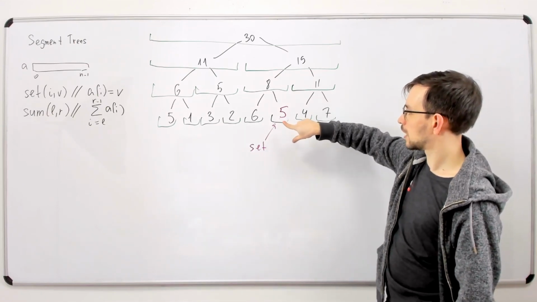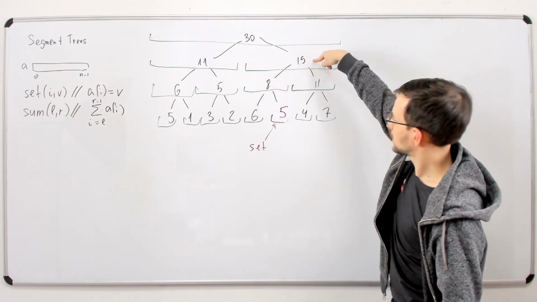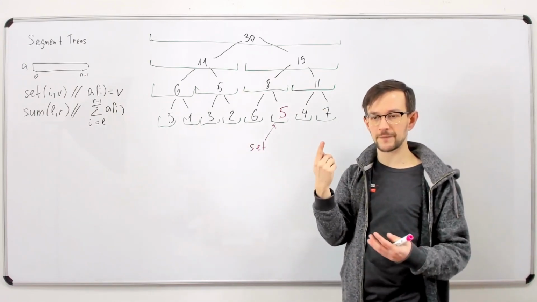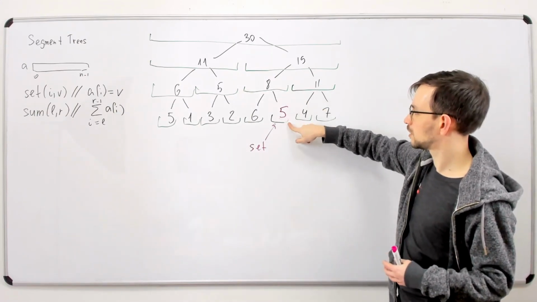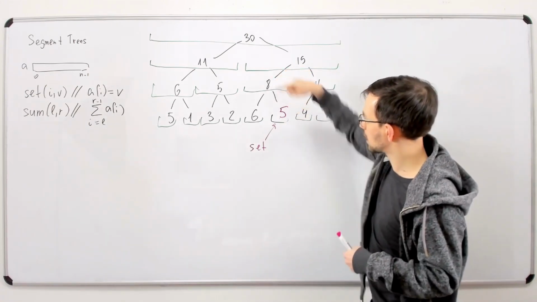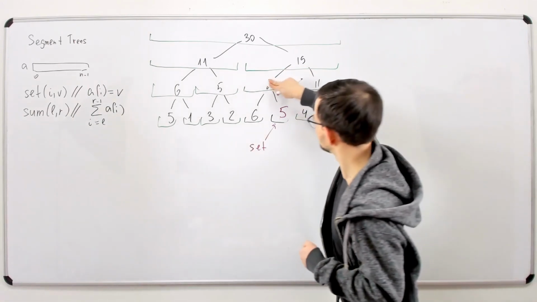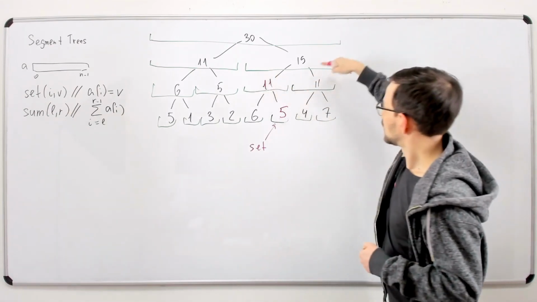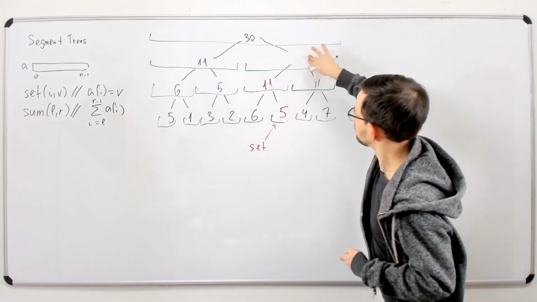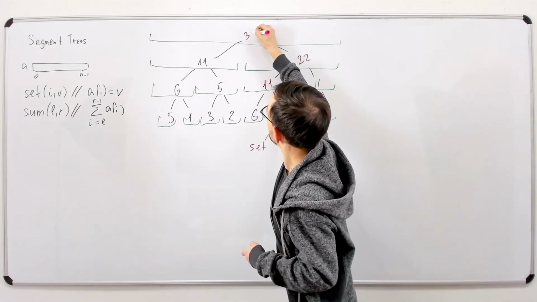Which sums contain this element? You need to take all the nodes which represent a segment that contains this element. You have exactly one node on each layer. So you go from this element up to the root and recalculate all the sums. Here you have 6 plus 5, it's 11. Now you move here, calculate this sum, it will be 22. And then you go here, recalculate this sum, it will be 33.